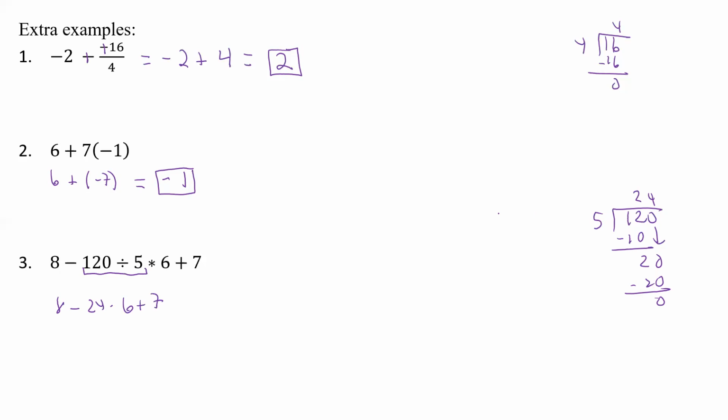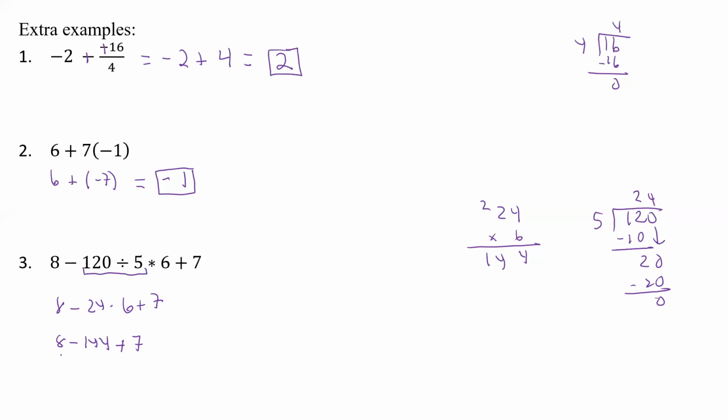Well, now that means we have to take 24 times 6. Well, 6 times 4 is 24. Carry our 2. 6 times 2 is 12. Plus 2, that's 14. So now we have 8 minus 144 plus 7.